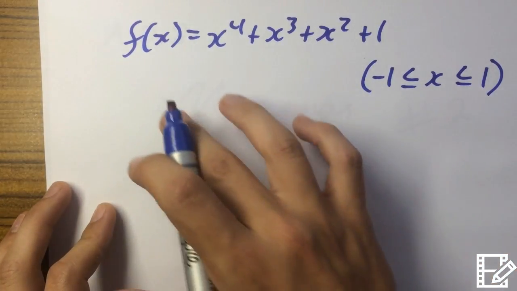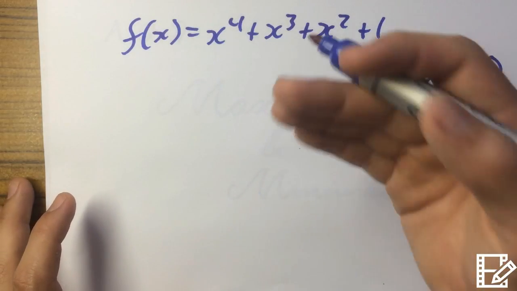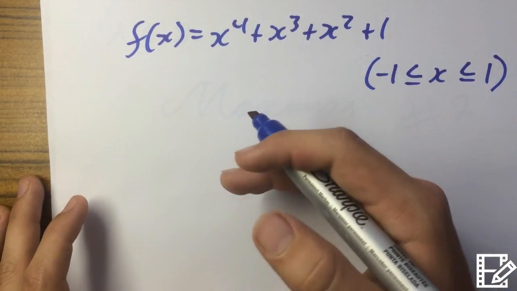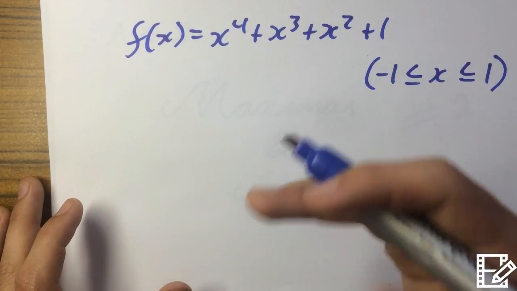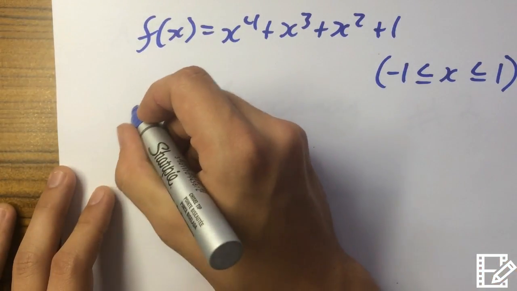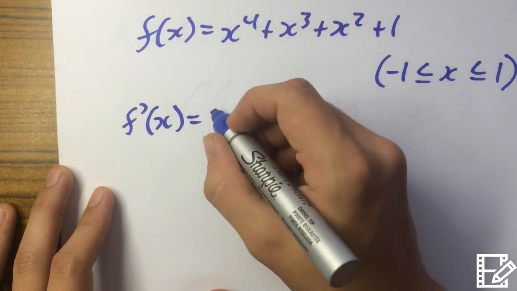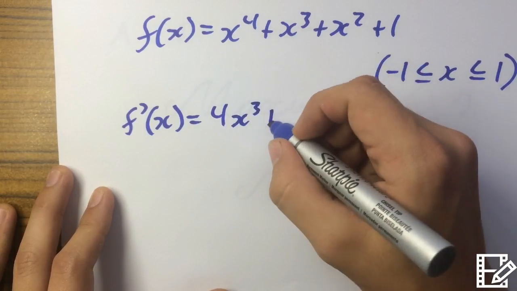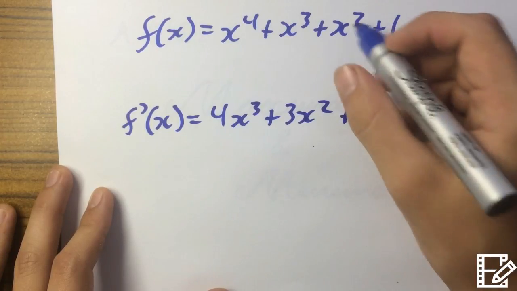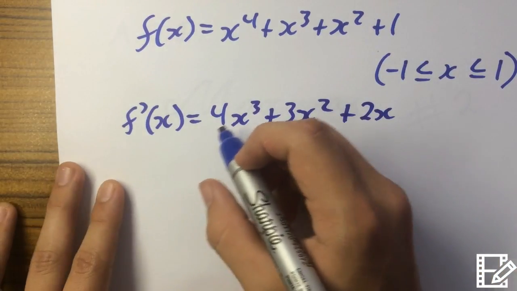Okay, now what we're going to do is find the derivative, use the derivative to help us find the critical numbers, use them to find the critical points, and once we have the critical points, use the first derivative test to find the shape of the graph and locate the maximas and minimas. Okay, so let's start with finding the derivative. Derivative of x to the power of 4 is 4x to the power of 3, plus the derivative of x to the power of 3 is 3x squared, plus the derivative of x squared is 2x, and the derivative of 1 is just 0.